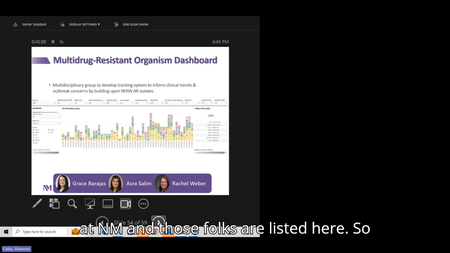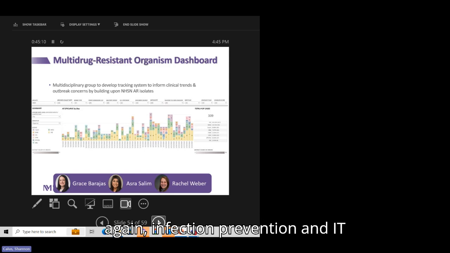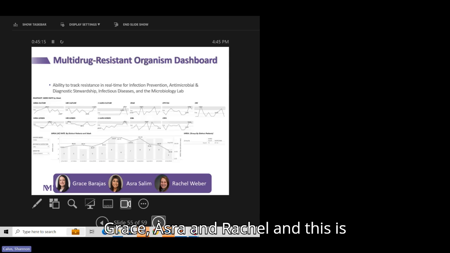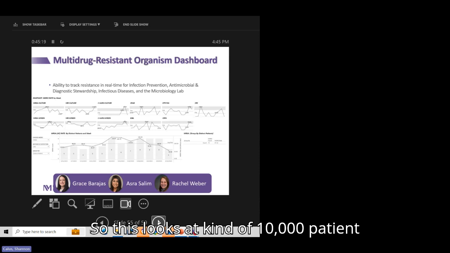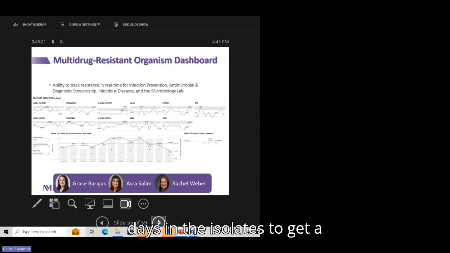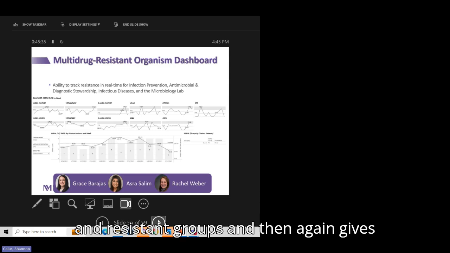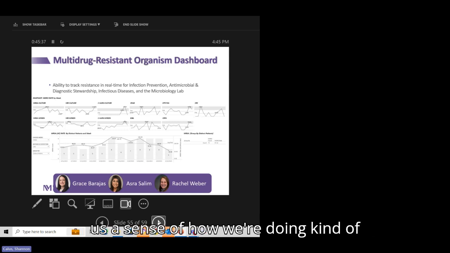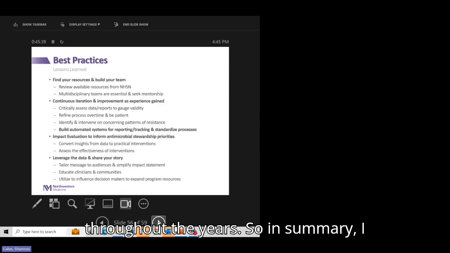And those folks are listed here. So again, infection prevention and IT analysts really helped us a ton. So Grace, Asra, and Rachel. And this is where we used our rate tables. So this looks at 10,000 patient days in the isolates to get a better sense of the trends over time. So trend lines here to track that resistance, to note any potential outbreaks. So we have it across really all of the various phenotypes and resistant groups. And then again, gives us a sense of how we're doing throughout the years.